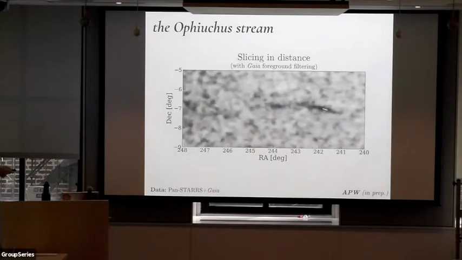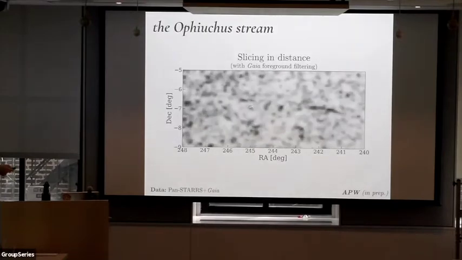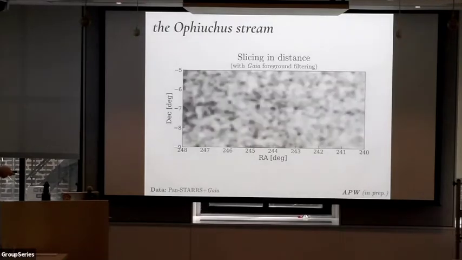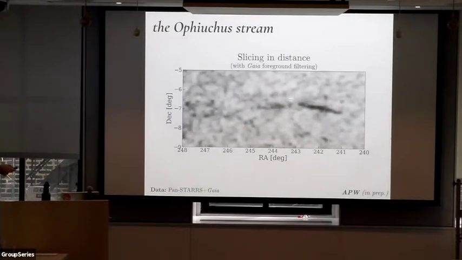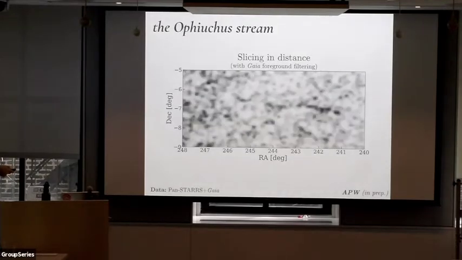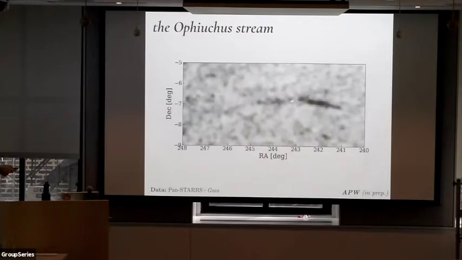So you can see the main dense part of the stream here, but you might also see that there's a little bit of an extension of the stream to the left here, and that's sort of it. You can see it a little bit better here if you include a sliding selection and then change the stretch a little bit.